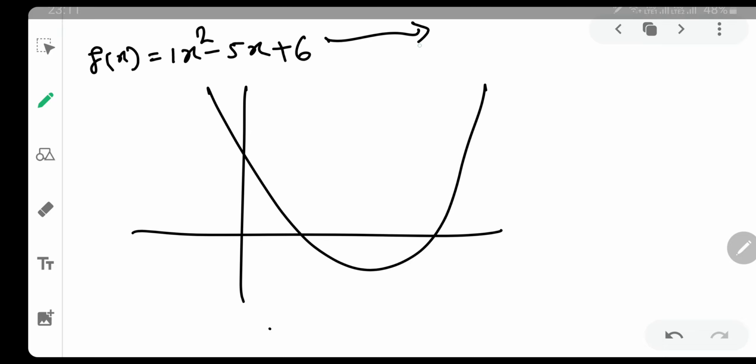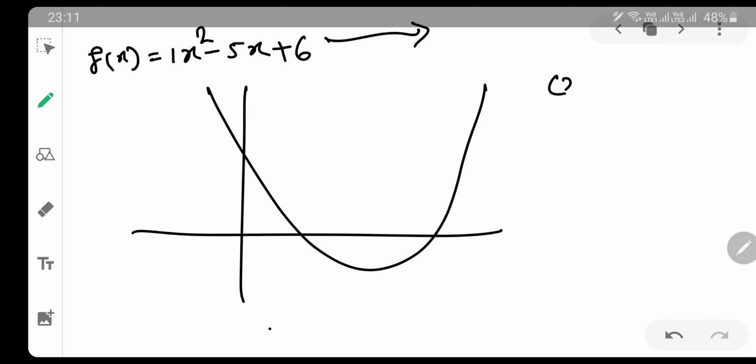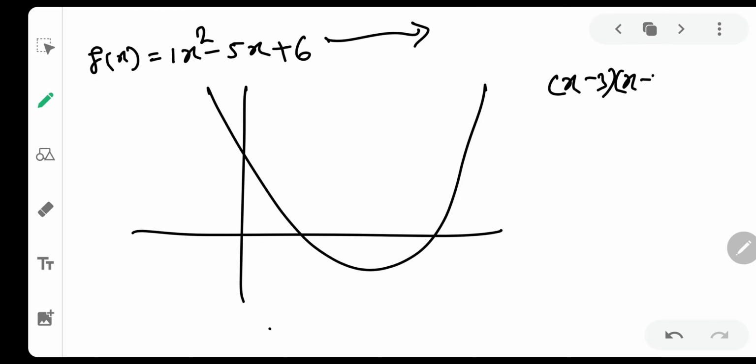And just factorize this x² − 5x + 6. It will be (x − 3)(x − 2), that you can do orally. It means at x = 3 and at x = 2, y becomes 0. It means (2, 0) and (3, 0). So 2 and 3 are basically the roots of the equation x² − 5x + 6 = 0. Or else they are also called the zeros of the polynomial. 3 and 2 are called the zeros of the polynomial.